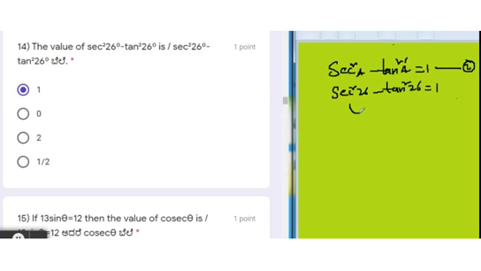So any trigonometric term followed by a number or an alphabet is an angle. Okay. So secant square A minus tan square A is 1. Obviously secant square 26 minus tan square 26 value is also 1. So correct option for this question is 1.